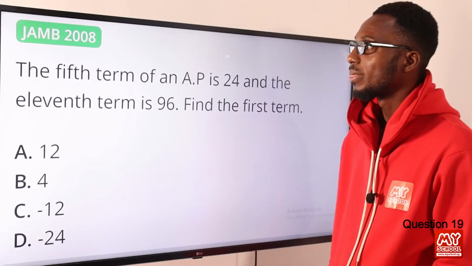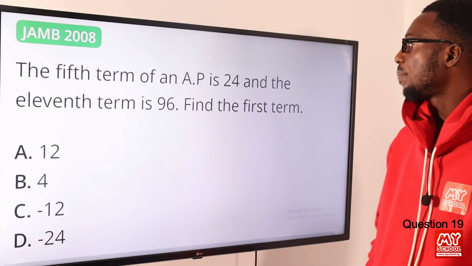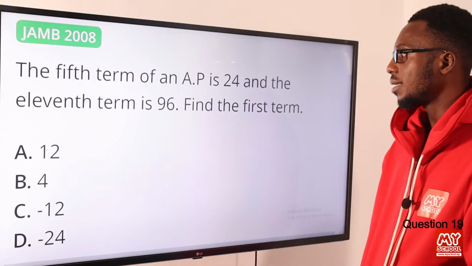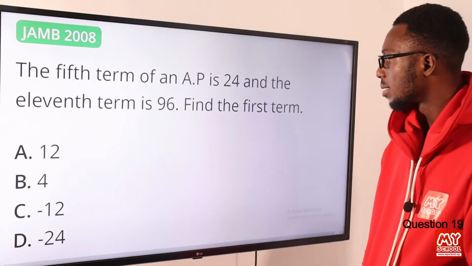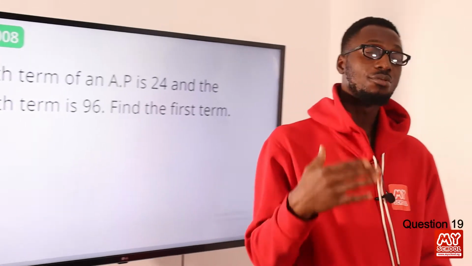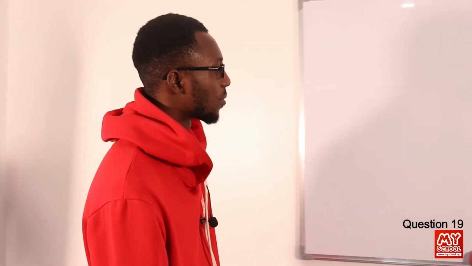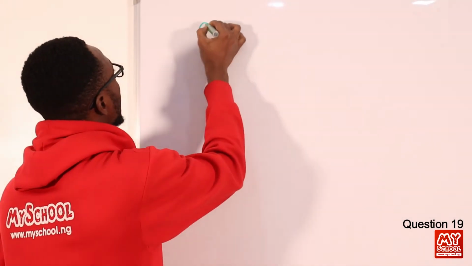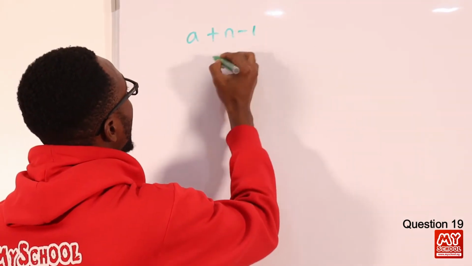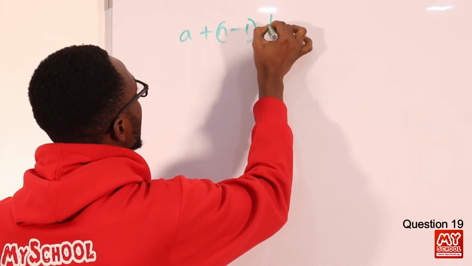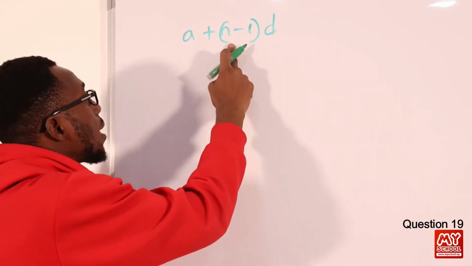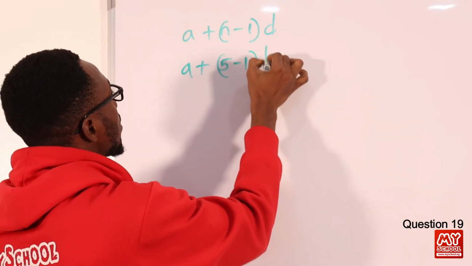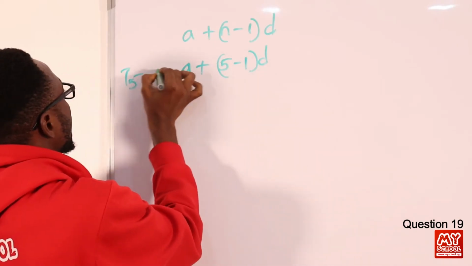Question 19. The fifth term of an AP is 24 and the 11th term is 96. Find the first term. Okay, so we just have to express this in equations. Remember the formula for AP: A plus n minus 1, into brackets D. Right here we are talking about the fifth term. That will be 5 minus 1, into brackets D.